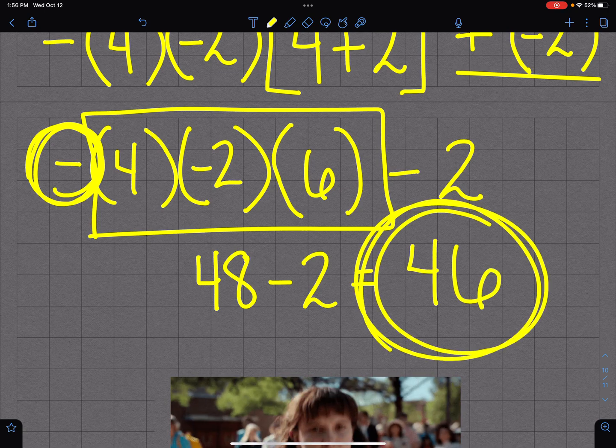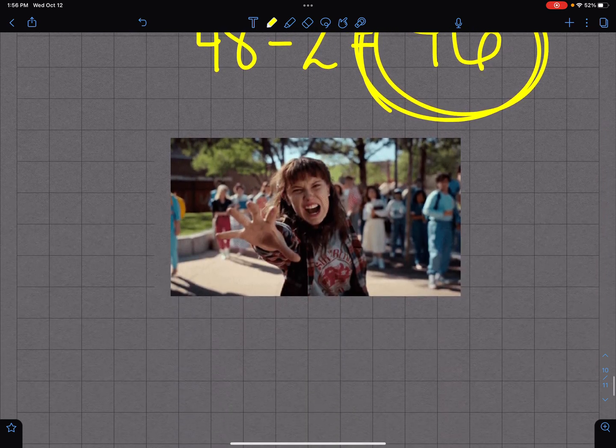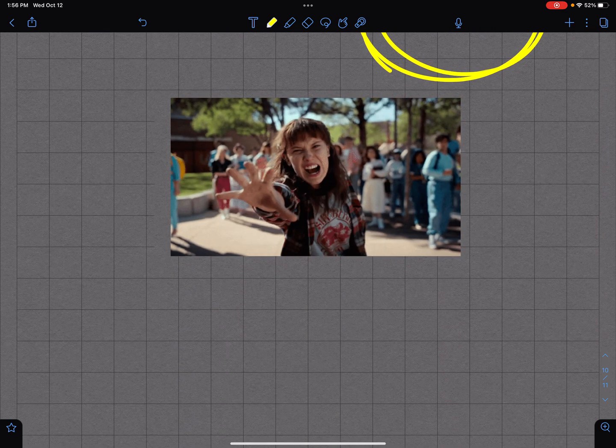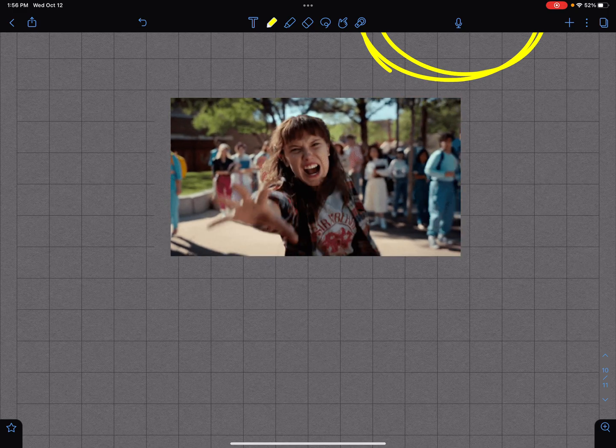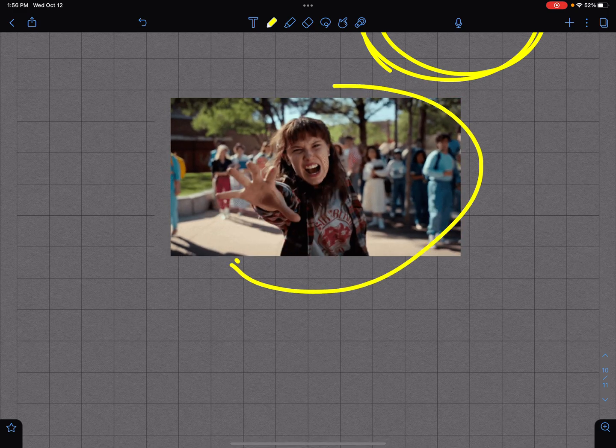I hope when you see these problems on a test that you're like, I got this, baby. I can do this. I mean, you can. You are going to be as confident as L. Let's just take control of these problems.